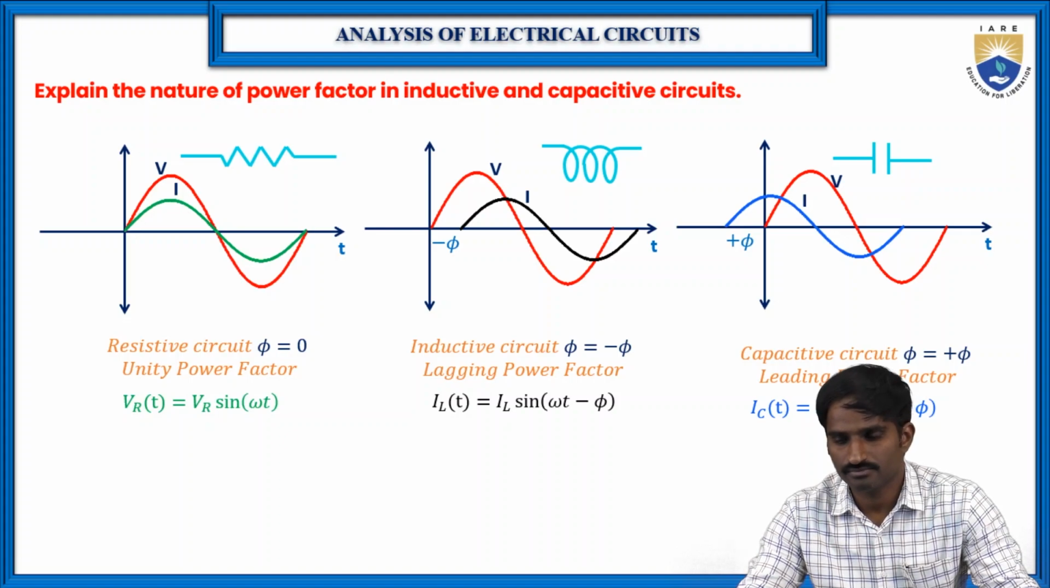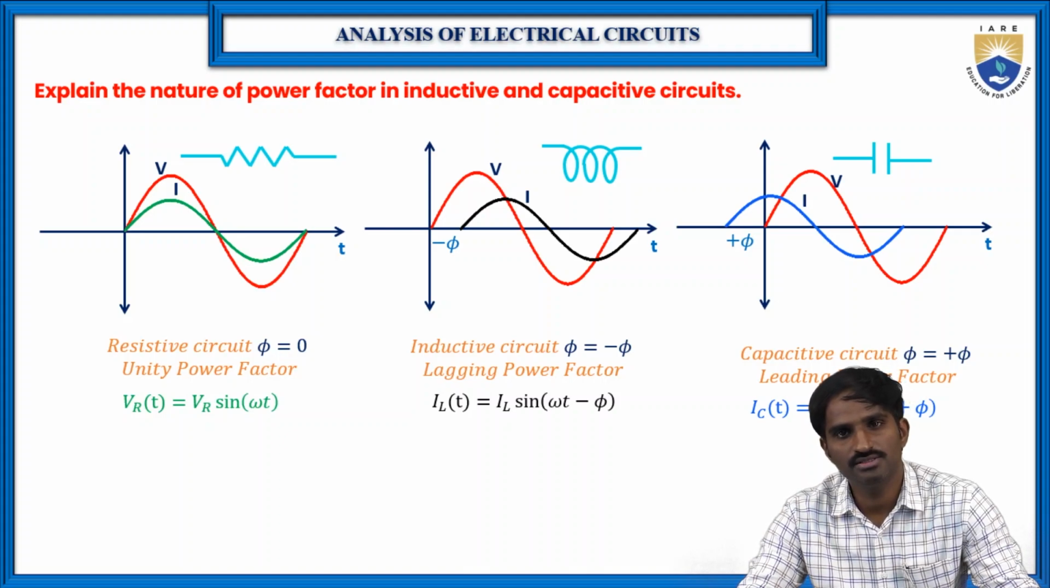So basically, the various types of loads are, let us consider a pure resistive load, a pure inductive load, and a pure capacitive load. Here I have considered three different types of loads. In case of a pure resistive load, as you can see in the first figure, the voltage waveform and the current waveform start at the same point. Of course, the maximum values Vm and Im may be different, but the voltage and current start at the same point, which means the phase difference between them is 0.